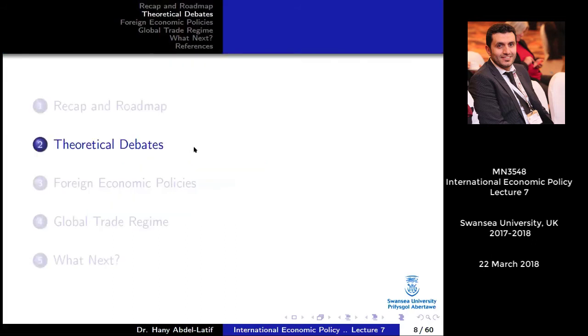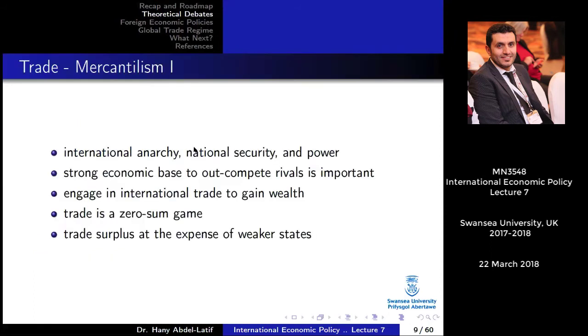So just start with the first section in this lecture, which is, again, something not new. It's something that you've heard about again and again. We've been talking about this over the last few lectures. We already talked about how mercantilism, or mercantilists, think of the international system as an anarchy-based system where there's no global government. It's different from the domestic system.